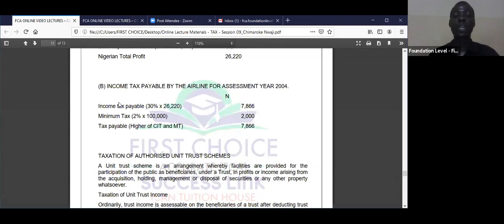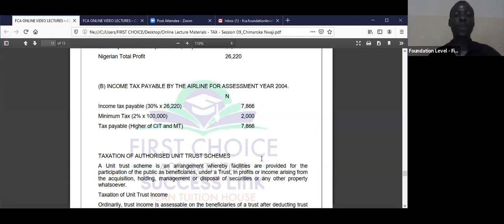You come and say your income tax payable is 30% of your total profit, which is this. Then your minimum tax is 2% of your Nigerian income, which is this. You underline double, choose the higher of the two. This is the higher. That's it. So I believe that with these two questions, you are able to see how we do special businesses. Special businesses are those foreign businesses that operate in Nigeria.